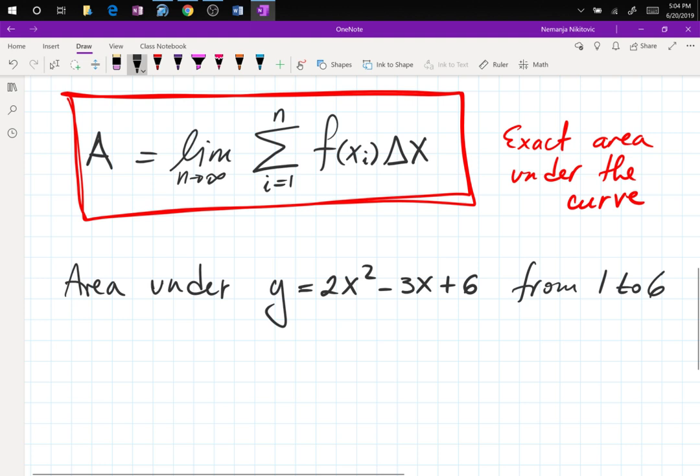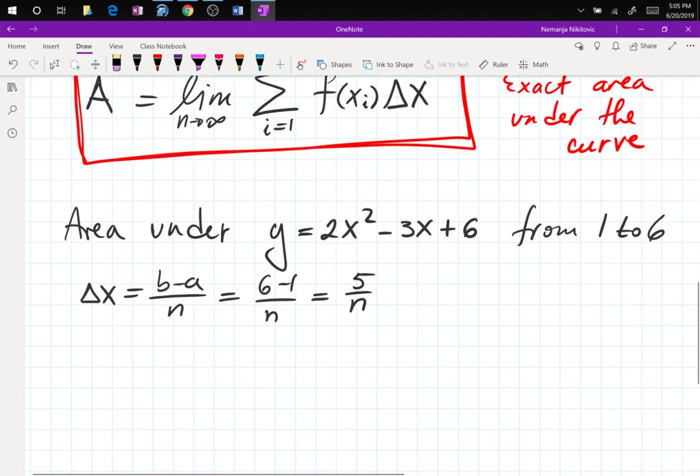Well, first off, I need to find delta x. That one is easy, right? Delta x is equal to b minus a over n, and that's going to be 6 minus 1 over n, which is 5 over n. Note that no one told you the number of rectangles, right? Because we are using infinitely many rectangles. So you don't have an n to plug in. Your delta x is just 5 over n, and that's it.